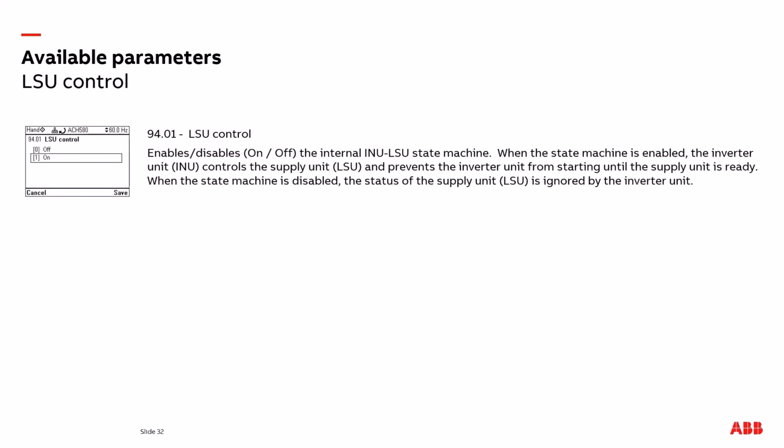Now let's look at group 94. 9401 is your LSU control. This allows you to enable or disable, on or off, the internal INU and LSU state machine. So what it comes down to is the ACH580 ULH drive has an output section to control the motor and an input section, your line supply unit section. Normally, you don't have to worry about this part in this system. For control of this, you want it to the default of on.